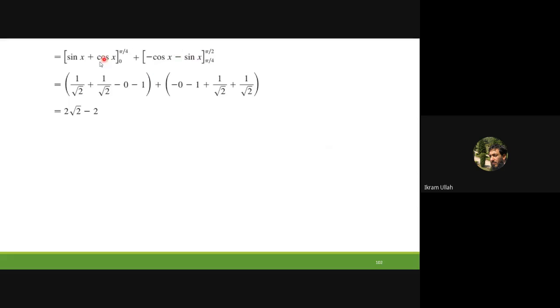So using the fundamental theorem of calculus, upper limit minus lower limit, we can write pi by 4: sine pi by 4, cos pi by 4. Sine pi by 4 is equal to 1 over root 2, cos pi by 2 is 0, and sine pi by 2 is 1, and minus cos pi by 4 is 1 over root 2, and sine pi by 4 is again 1 over root 2. So simplify these things, which is equal to 2 root 2 minus 2.